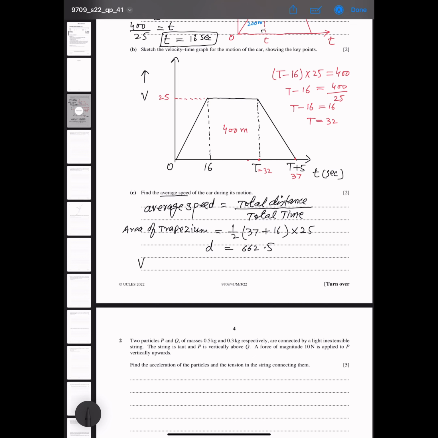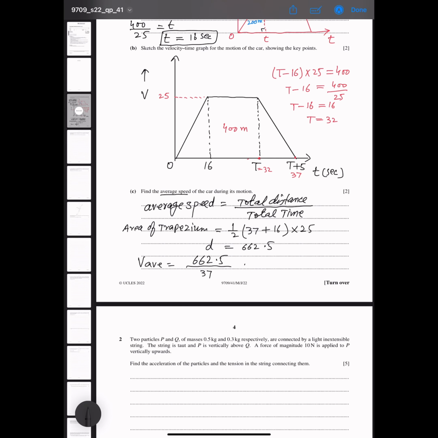Now average speed, total distance over total time, 662.5 over total time is 37 from the graph. We get 17.9 meter per second. This is the average speed of the car.